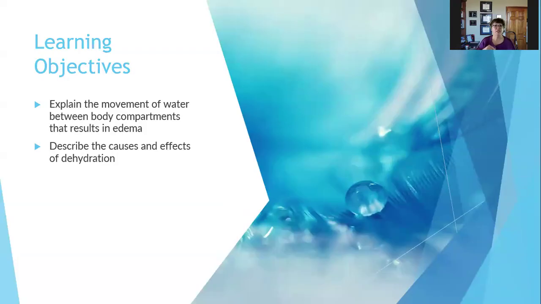Learning objectives for the first part, which will be in this section, will be explain the movements of water between body compartments that results in edema. So basically the causes and effects of edema. And then the dehydration section will be the causes and effects of dehydration. So edema and dehydration are sort of on opposite ends of the fluid spectrum. Edema is too much fluid and dehydration is not enough.